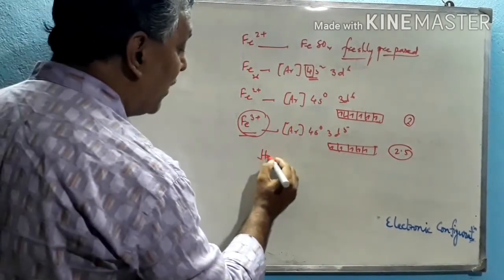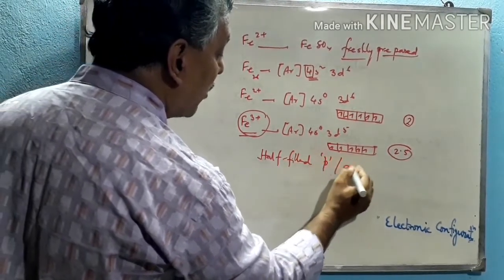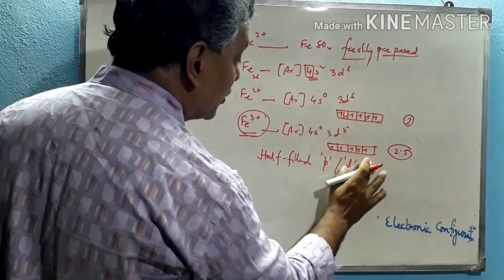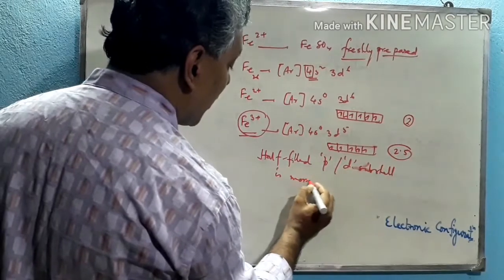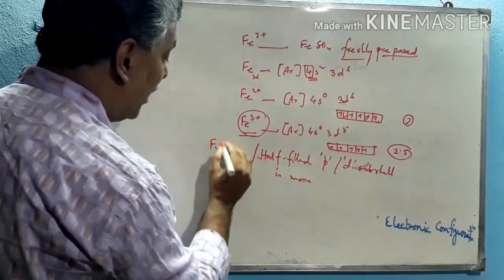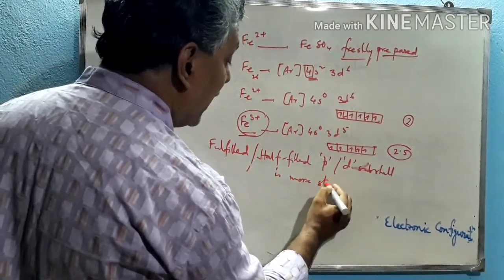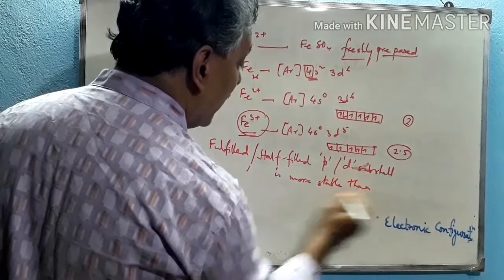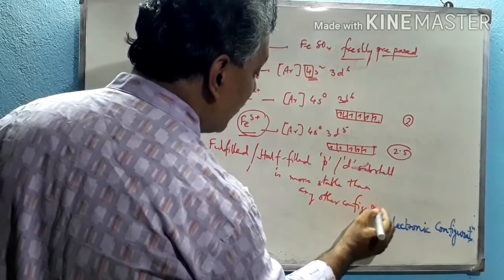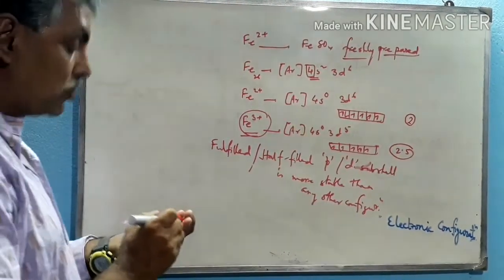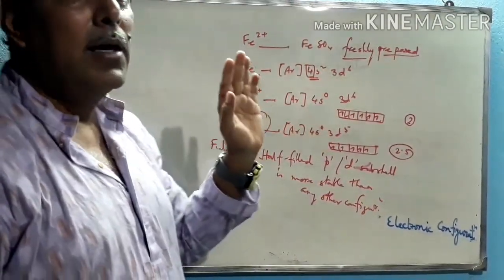That means a half filled p or d subshell is more stable, half filled as well as fully filled. A fully filled p or d orbital is more stable than any other configuration. That's why ferrous sulfate should be used freshly prepared, otherwise it will be oxidized to Fe3 plus and cannot give the ring test properly.